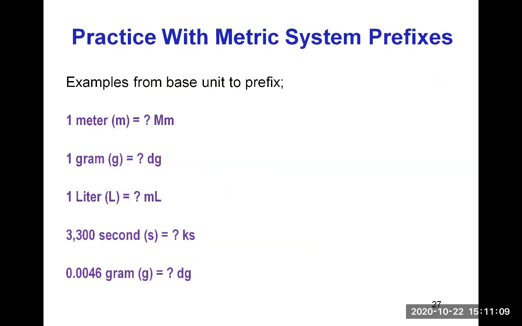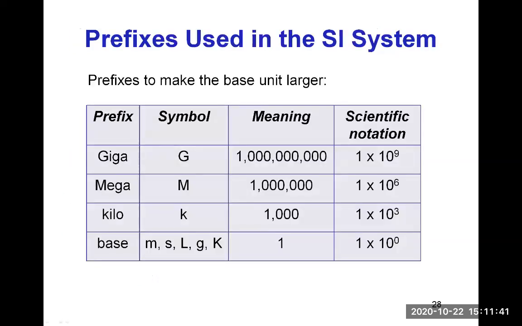So let's practice with the metric system prefixes. Let's say we have a meter and we want to know how many megameters that is. Remember how capital M is for the mega, lowercase m is for meters. So let's look at the table of prefixes. The value of the mega is 1 million, or 10 to the 6. So 10 to the 6 is the value for the mega prefix.